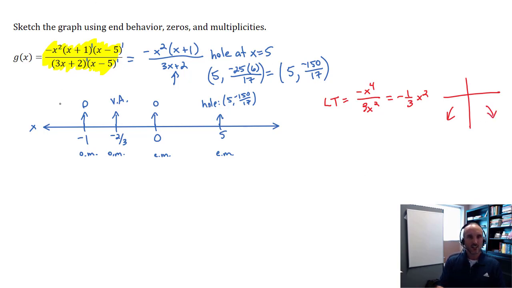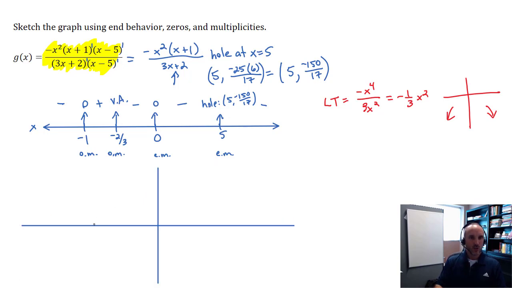Utilizing that, I can see that my outputs on the left end is negative and on the right end is negative. Using multiplicities, we can get the rest of the signs. Odd multiplicity, so my sign changes. Odd multiplicity, so it changes again. Even multiplicity, so it stays the same as it was. Even multiplicity should stay the same, and it does, so that's good. Now we can set up our graph.